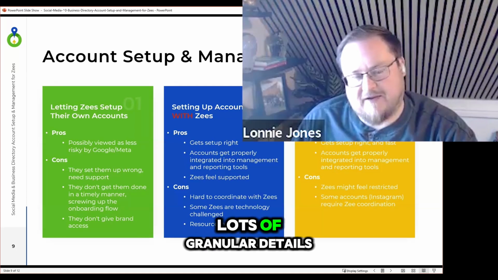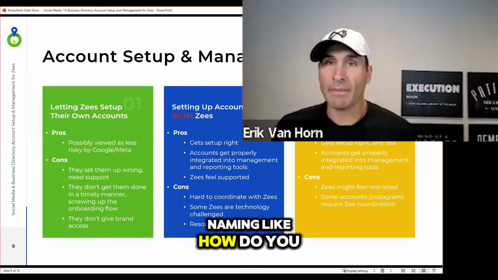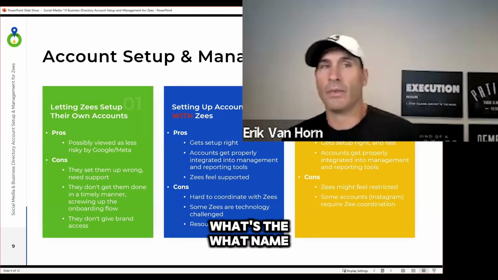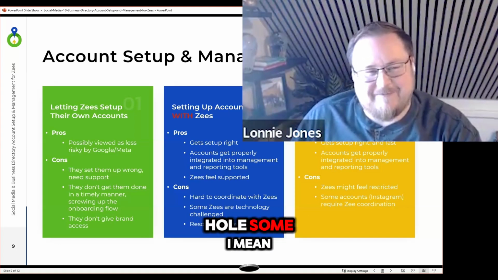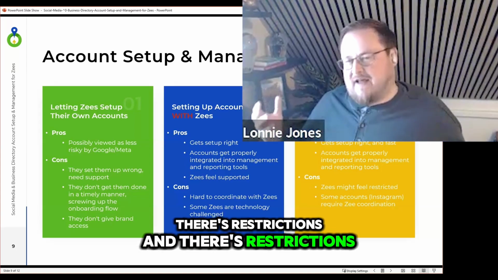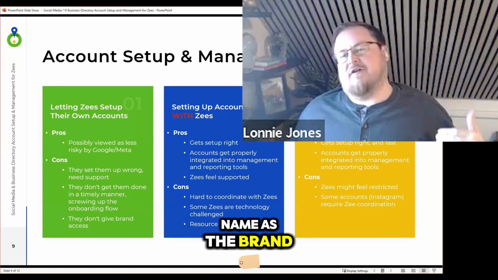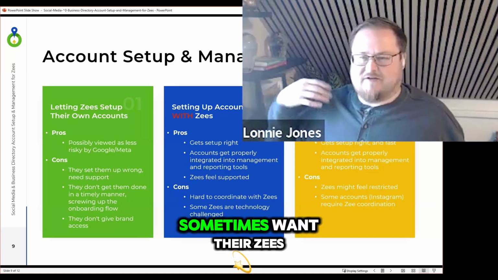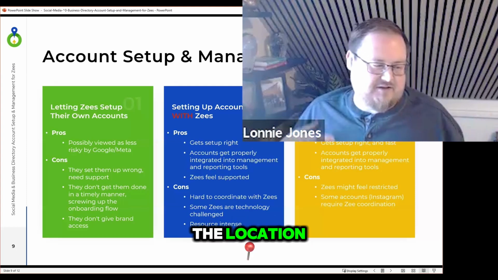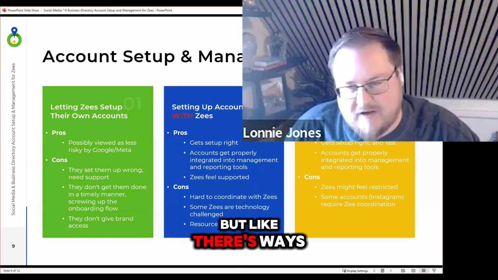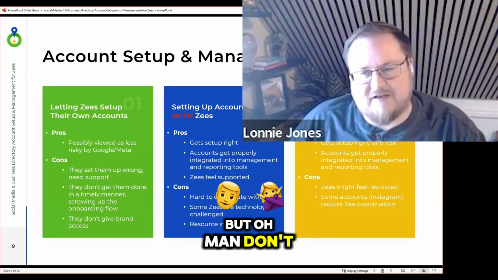Yeah, there's lots of granular details in here. I was trying to keep it broad, but there's definitely more things that come up. Even naming: how do you name it? What name do you put on that? Oh, that's a rabbit hole. There are restrictions to that. If you set up Facebook a certain way, they want it to be the same name as the brand. Whereas the brands sometimes want their Z's to have a location name that really defines the location, so that becomes a problem. But there are ways around it. There are some nuances here that don't make it perfect. But oh man, don't get me started on naming.